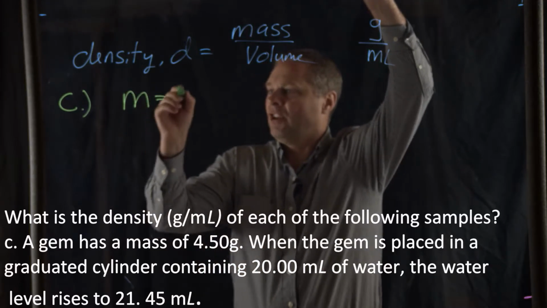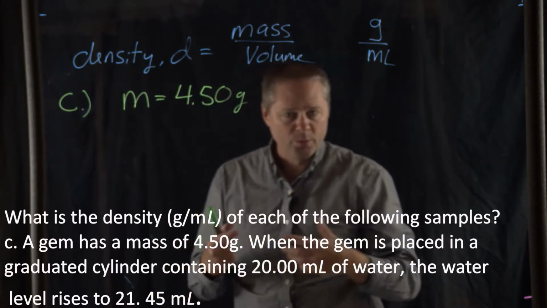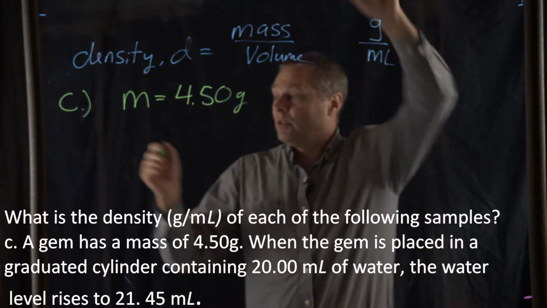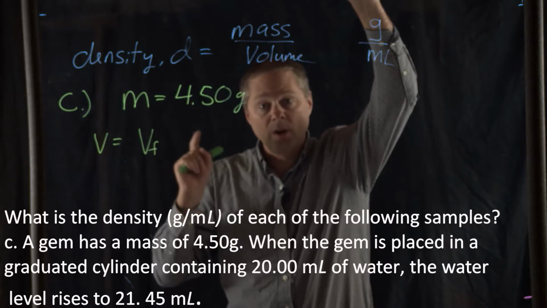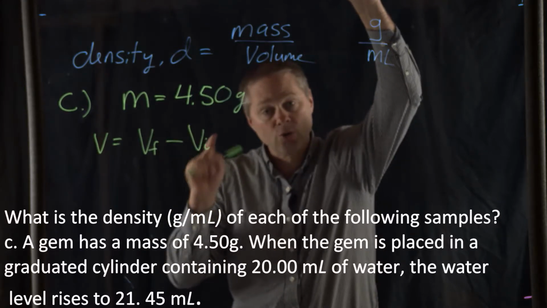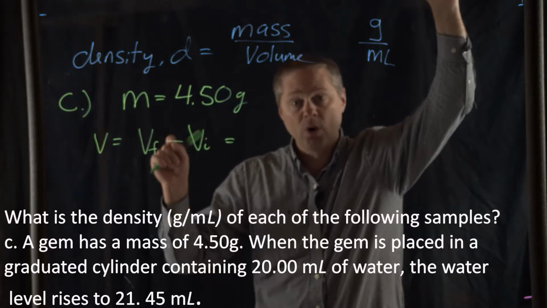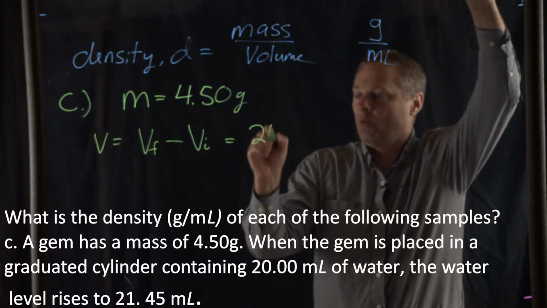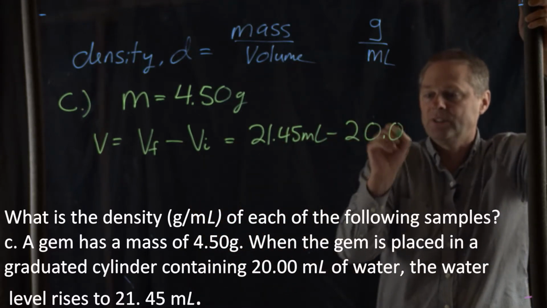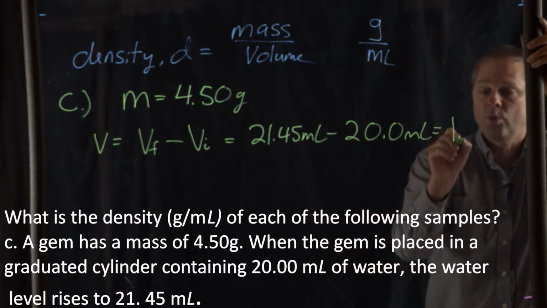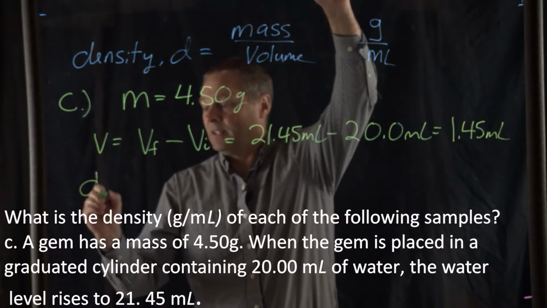So the mass of the gem is 4.50 grams. Now it's the volume, right? This gemstone is not going to have a uniform shape. It's not going to be easy to measure its volume. So the volume of the gemstone is going to be equal to the volume final, with the graduated cylinder, the water, and the gemstone, minus the volume initial, just the graduated cylinder and the water. So that's 21.45 milliliters minus the initial volume of 20.0 milliliters, which gives us a gemstone volume of 1.45 milliliters.